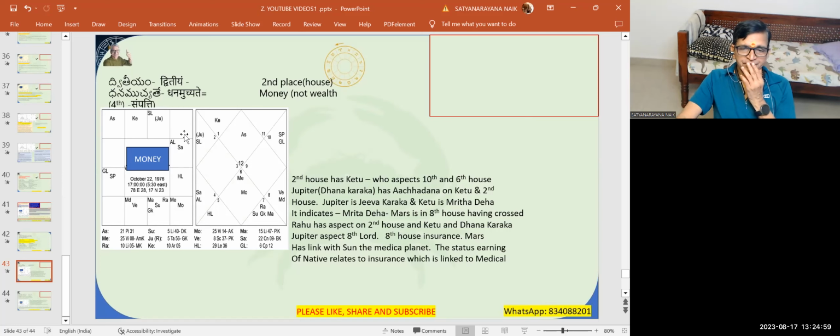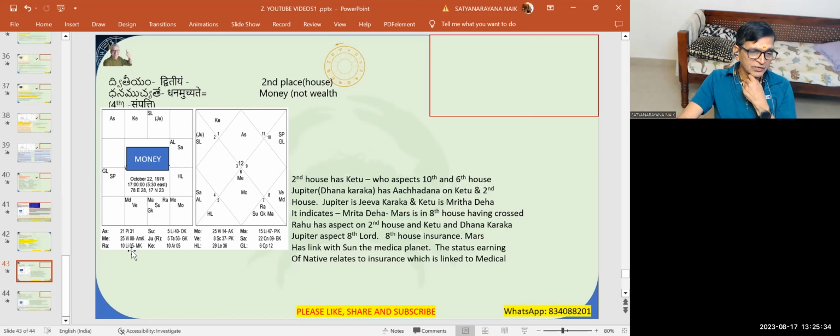Jupiter, Dhanakaraka, has Achadana on Ketu. That is, whenever there is Jupiter in the second house, he will have the Achadana. Here he is retrograde. He has got a link with the Ketu. Jupiter is Jiva Karaka and Ketu is Mrita Deha. Ketu indicates Mrita Deha. Mars, the Lord, is in the 8th house, and he is having crossed Rahu here.